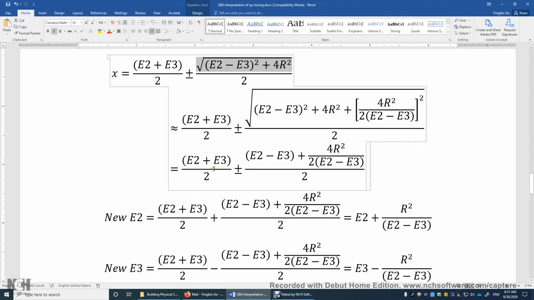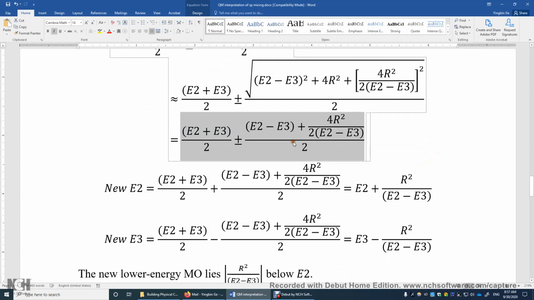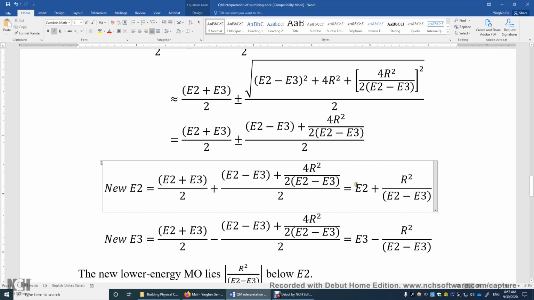So now I got this. The rest is simple algebra. We have a plus sign here, a minus sign here. We do the plus sign here. The result is this. So if you look at this, this is just E2 plus a correction.